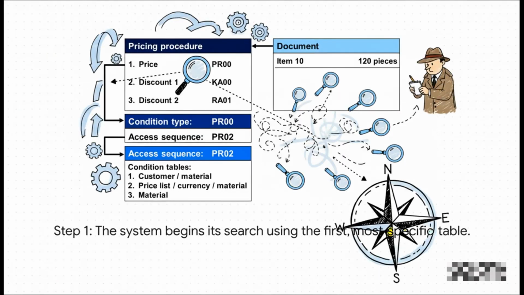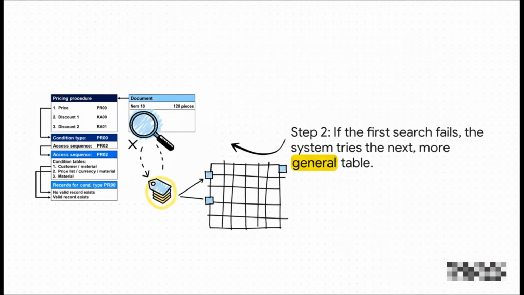Let's follow our detective on a live case. An order comes in. The master recipe says, Step 1, find the base price. The system search plan tells it the very first place to look is for a special price that exists only for this specific customer buying this specific product. But nope, the system checks and finds nothing. No special price for that specific combo.